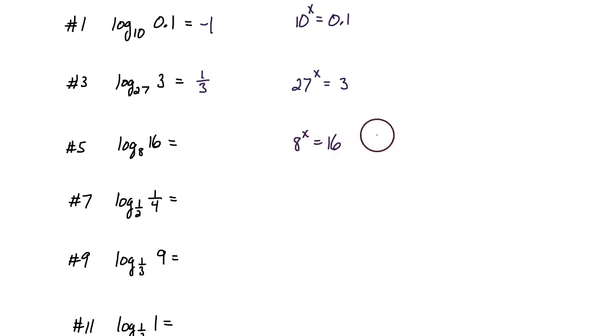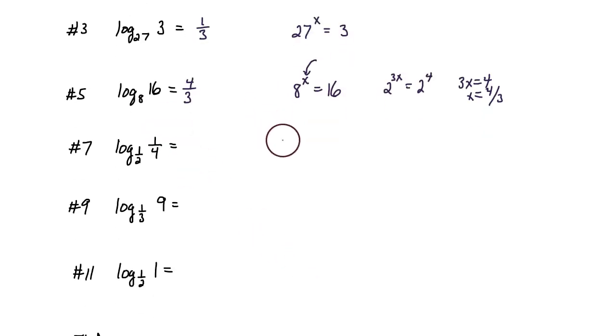Let's rewrite these with a common base. Think of 8 as 2 to the 3x, and think of 16 as 2 to the 4th. These now have the same base, so you can equate the exponents. 3x is equal to 4. Divide by 3 on both sides, and we get x is 4/3. x was representing our exponent, which is the value of the logarithm. An exponent and the value of a logarithm are the same thing.